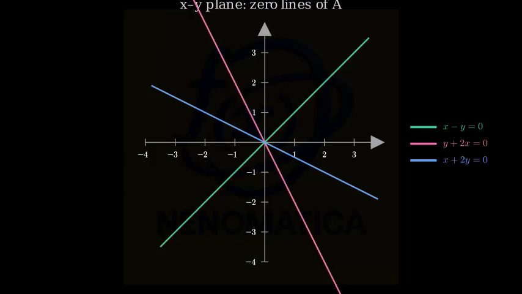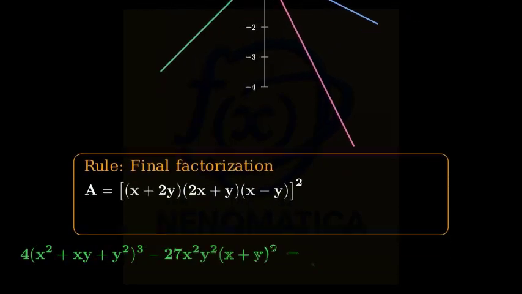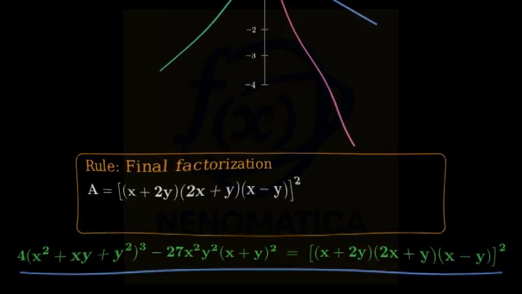The expression is homogeneous of degree 6, and by the structure of these symmetric roots, the factorization compresses into a perfect square of 3 linear factors. Therefore, the final factorization is A equals the square of the product: the quantity x plus 2y times the quantity 2x plus y times the quantity x minus y.